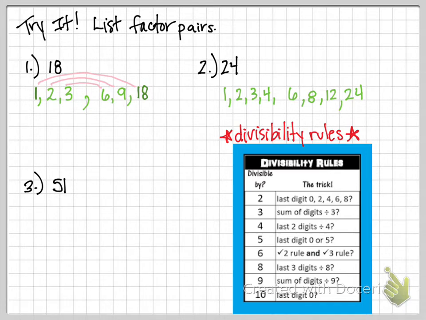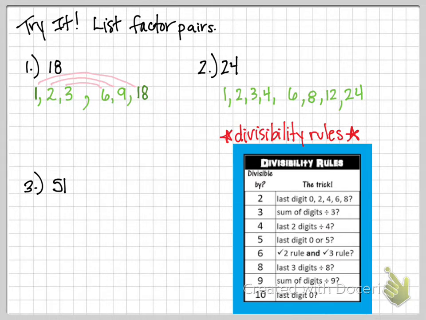Divisible by 3, this is an interesting rule. If you add the digits of the number, so for 51, we would add 5 plus 1, which equals 6. If that sum is divisible by 3, the whole thing is divisible by 3. So is 51 divisible by 3? Colin? Yes. Because 51 divided by 3 is 17. Yes, but according to our divisibility rules, 5 plus 1 is 6. 6 is divisible by 3, so 51 is divisible by 3.